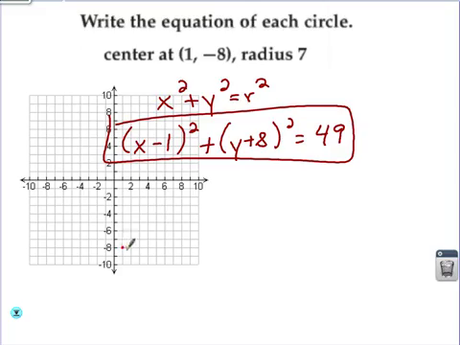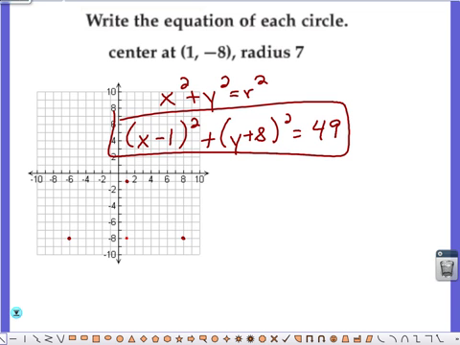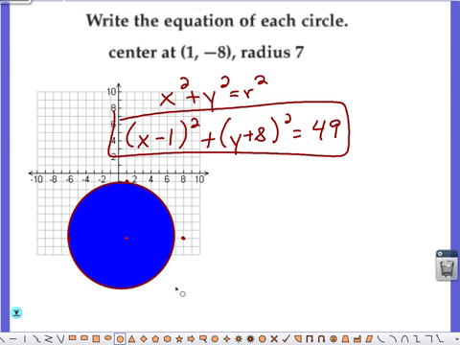You have a radius of 7, so from that center you go 1, 2, 3, 4, 5, 6, right 7, 1, 2, 3, 4, 5, 6, left 7, up 1, 2, 3, 4, 5, 6, 7. And if you have a circle tool, you pick it and you draw a circle. You might have a circle tool built into the pencil. There you go. If anybody has a circle tool built into your pencil, you simply choose the circle and you draw a circle.